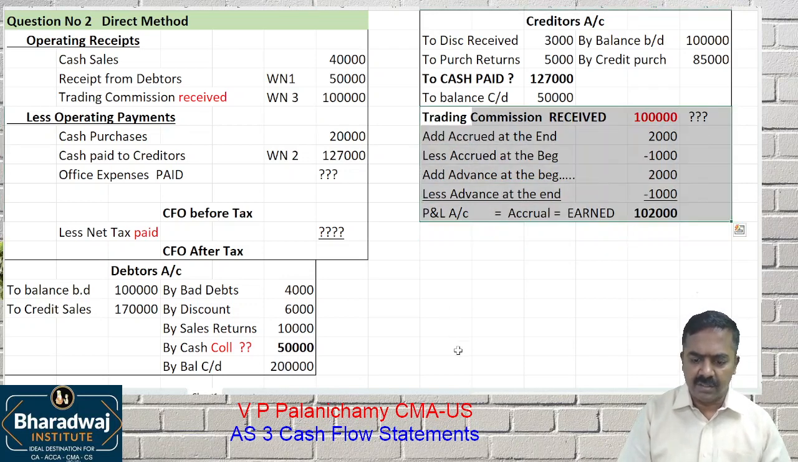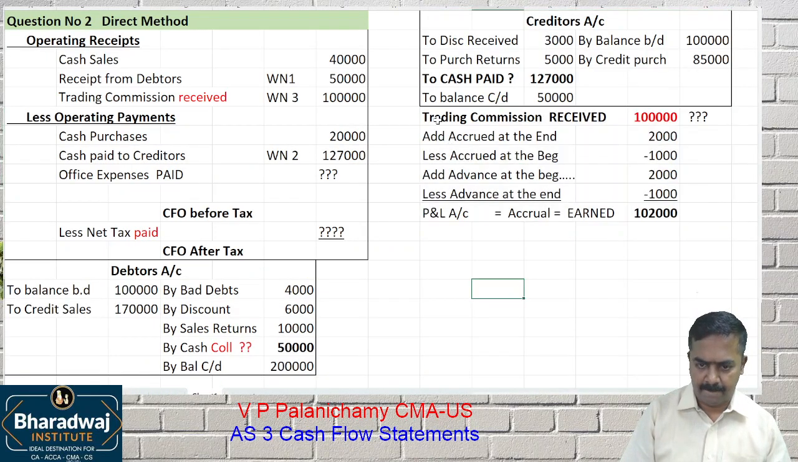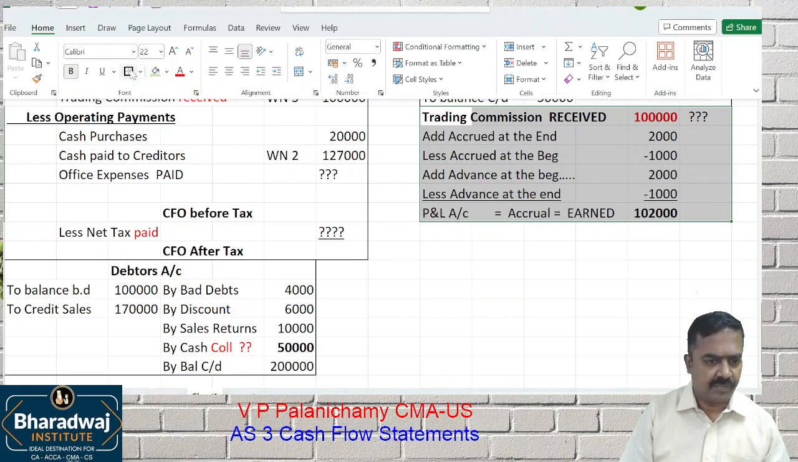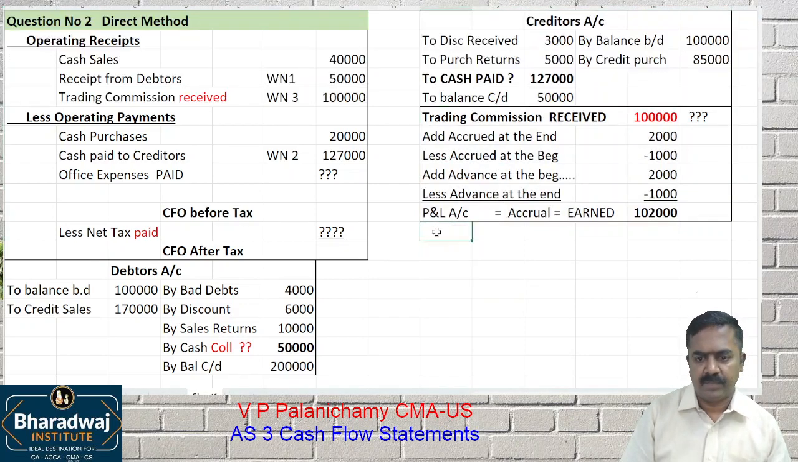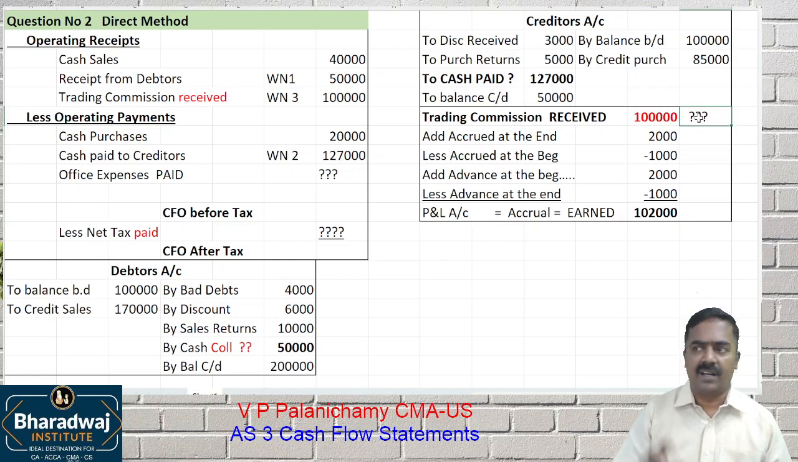Trading commission, have they credited or debited? They have credited it in the P&L account, it's an income. Please note it here, it's a reverse working. After 1 or 2 months when you revise, you will understand. So mention this as a reverse working.